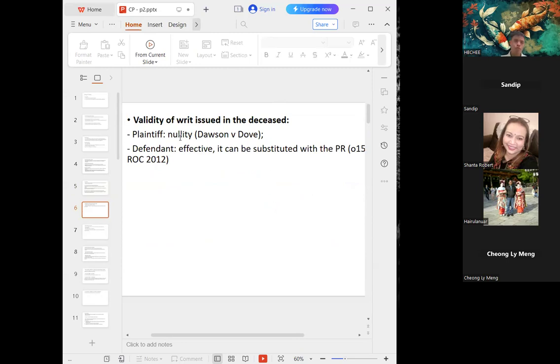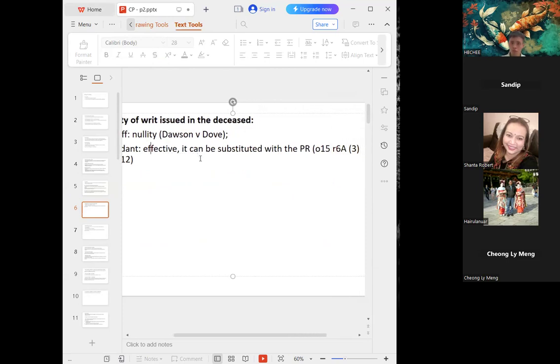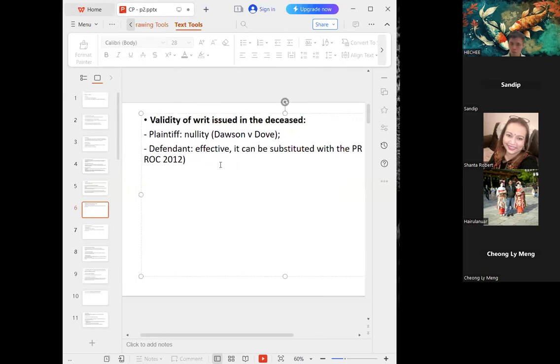So if the writ is issued in the name of the deceased person who is a plaintiff, it is a nullity. This is the case. However, if the deceased person is a defendant, yes, it is still effective because it can be substituted with the PR. And it is given under Order 15, Rule 6A, Sub 3 of your Rules of Court.